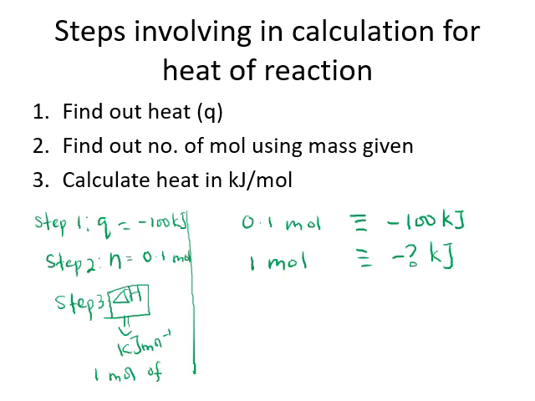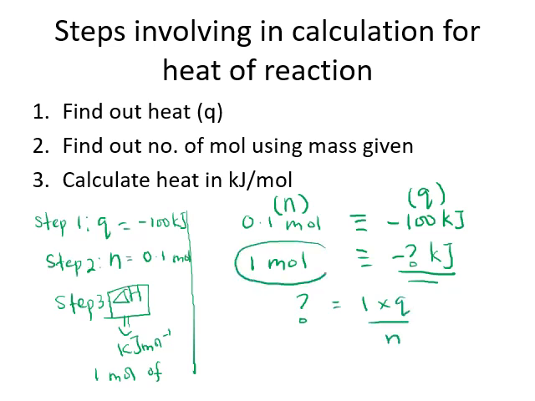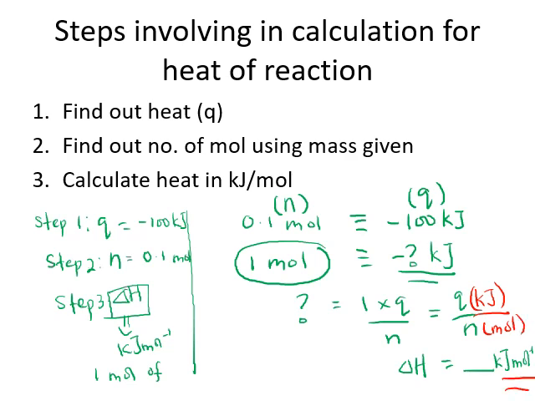Here we can simplify: this is referring to the N, and this is referring to the Q. To find this question mark, we will always use 1 times Q over N. It is 1 because delta H is kilojoule per mole. So in other words, Q over N will always equal the enthalpy of combustion or neutralization, and the unit is always kilojoule per mole, because the unit of Q can be kilojoule or joule, and the number of mole is mole. That's why the unit is kilojoule per mole.